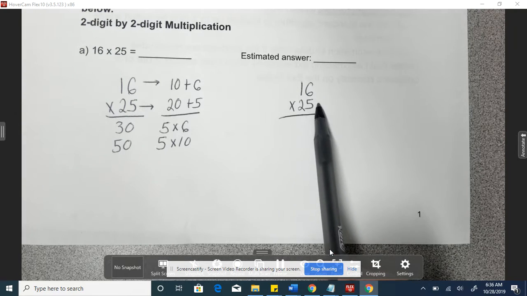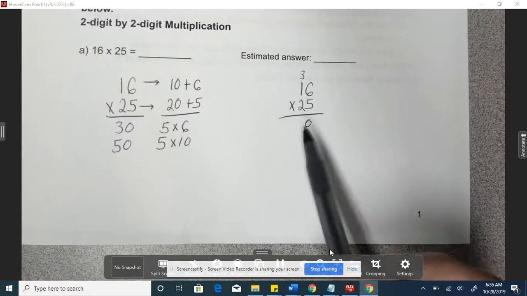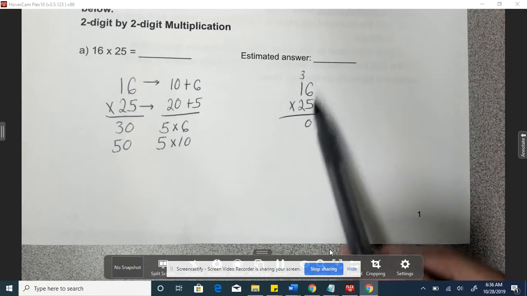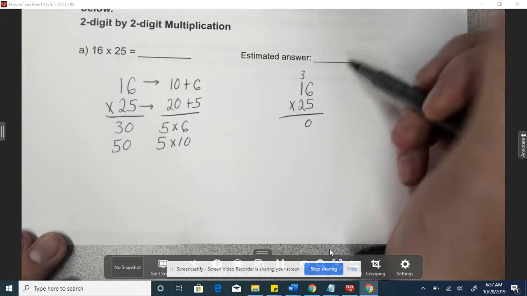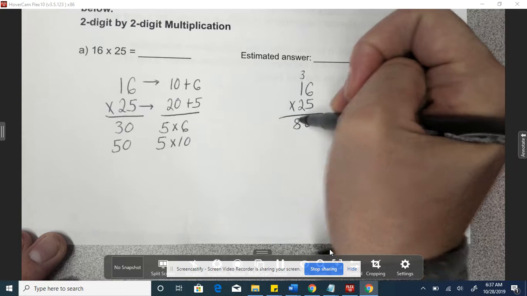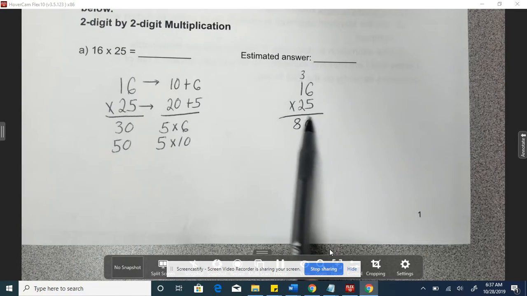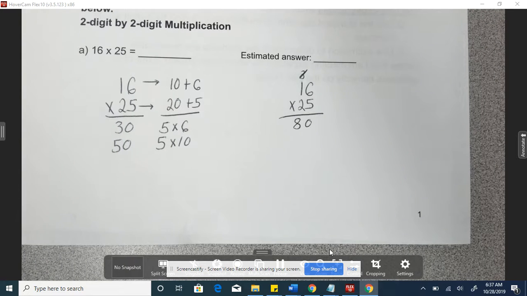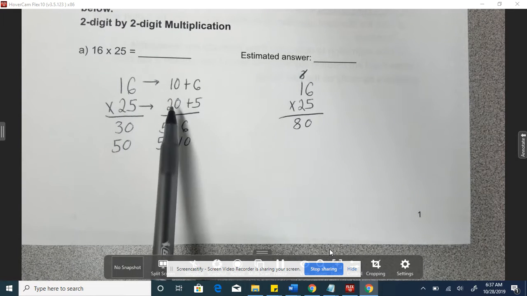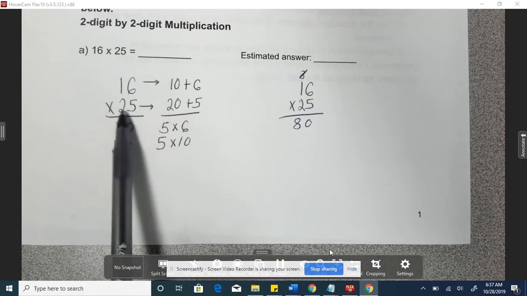5 times 6 is 30. I'm going to put a 0 in the ones place, carry the 3. 5 times 1 is 5, plus 3 is 8. So that's 5 ones times 1 ten is 5 tens, plus 3 tens is 8 tens, or 80. Look at here. 50 plus 30, because we're going to be adding these later, is 80. And this is the 80 that we have here. I'm going to cross off the 3 that I carried over because I've already used it, and I don't want to use it again.